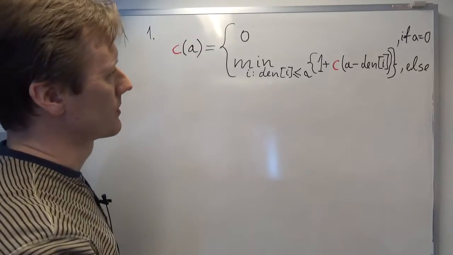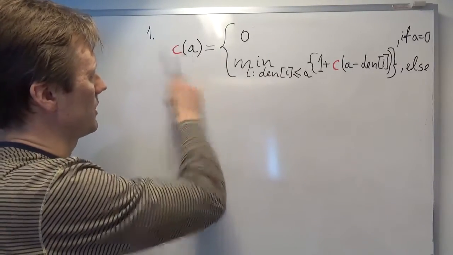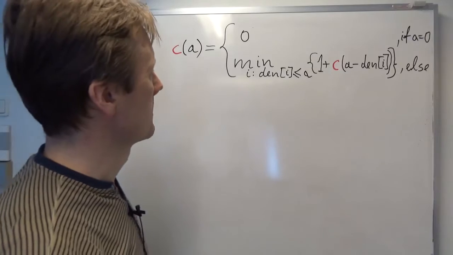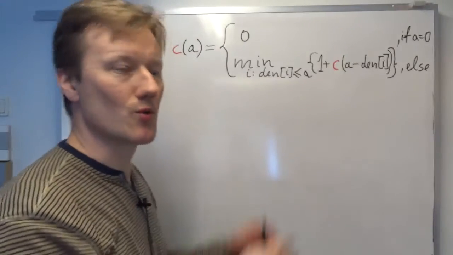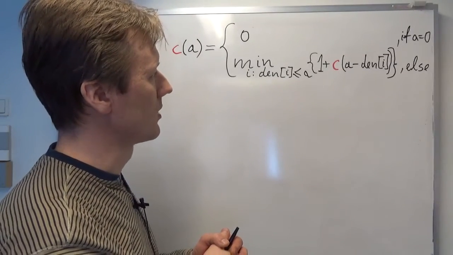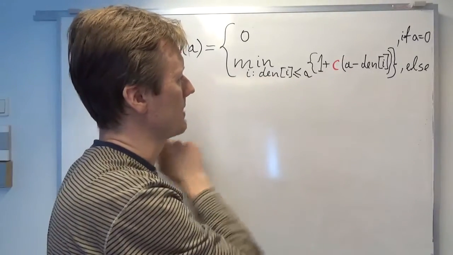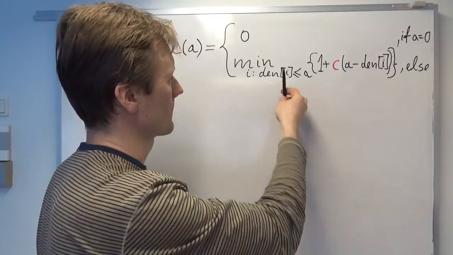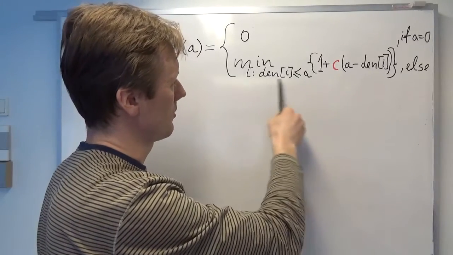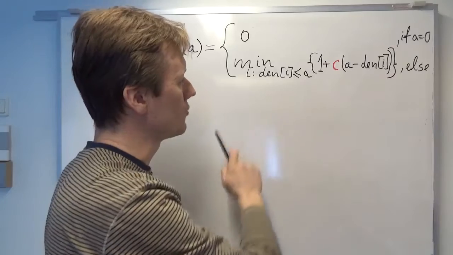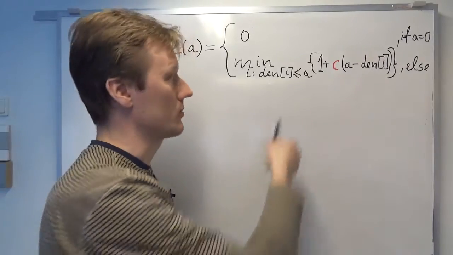Here is the suggested recurrence for this problem. The minimum number of coins that I need to change a given amount A is defined as a minimum. So we take the minimum over all possible choices that I can make in a given situation. So I look at all the denominations in the denominations array which I can use for this amount. So I can use all the coins that have smaller value than A.